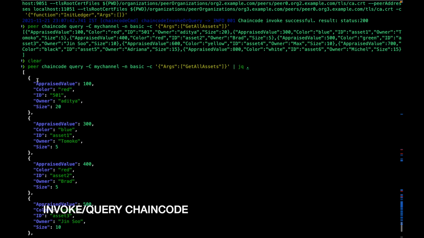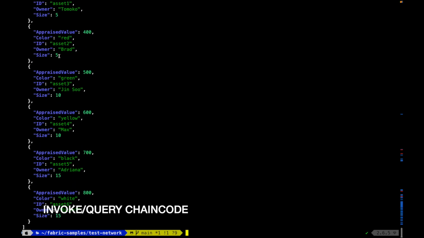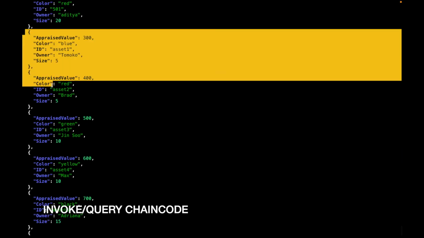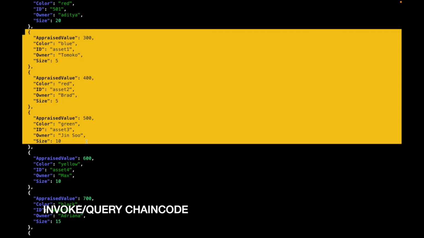And here we can see all the records. And there was one more record. Yeah, this is the first record that we inserted, with ID 501. And then we have other records that were created when we invoked the ledger using the init ledger function.